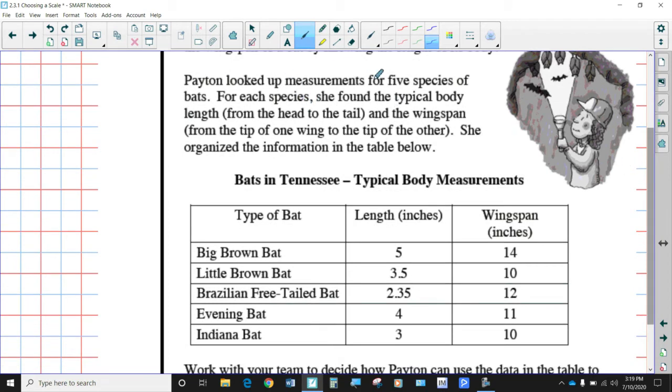Peyton looked at measurements for 5 species of bats. For each species, she found the typical length from head to tail and the wingspan, which is a measurement from one wingtip to the other wingtip. She organized the data in this table below.